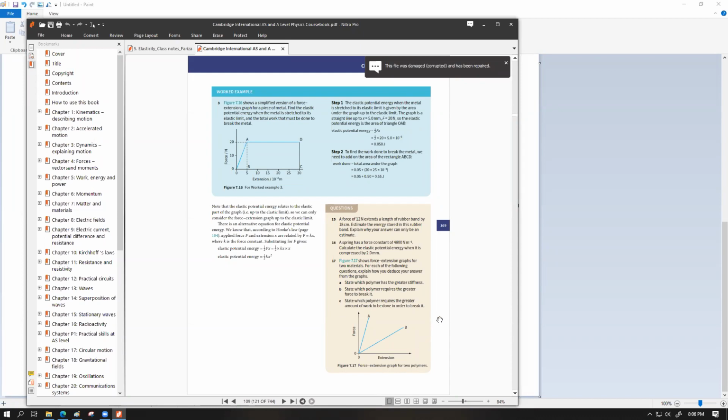But if you wonder in terms of force, which is going to require more force to break? A. Okay sir.